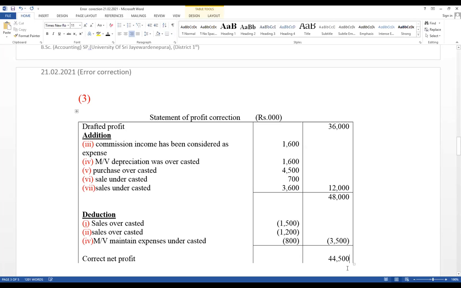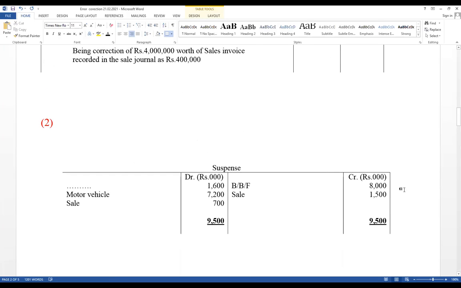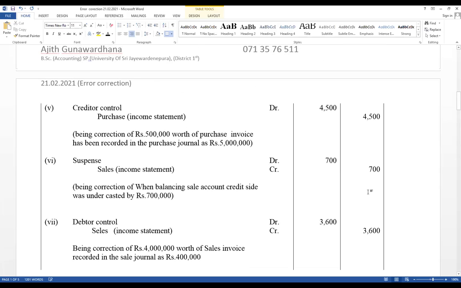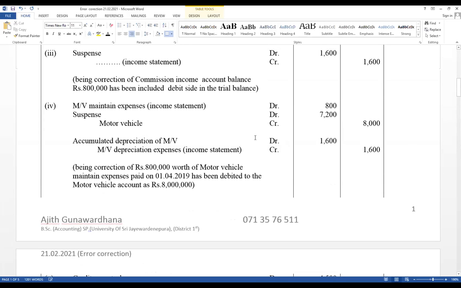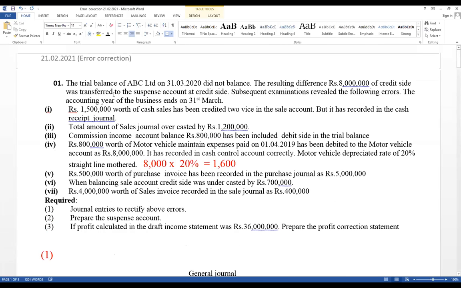Think about profit correction. Errors were recognized after calculating the draft income statement. Therefore, the calculated profit is also not correct. If errors affect income and expense, they affect profit also. There are 3 requirements. First, think about the suspense account balance. The suspense account should be equal. And the error correction should be recorded in the general journal as a double entry. That is the summary.